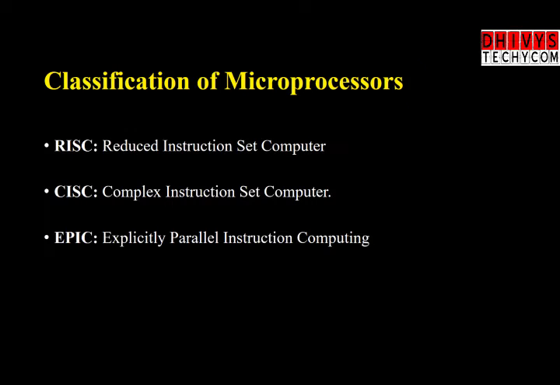It can either be a microprocessor or a microcontroller. Since we are discussing microcontrollers, it has generally been divided into two major classifications. The first classification is RISC, and the second is CISC. RISC is nothing but reduced instruction set computer, and the second division is CISC, complex instruction set computer.